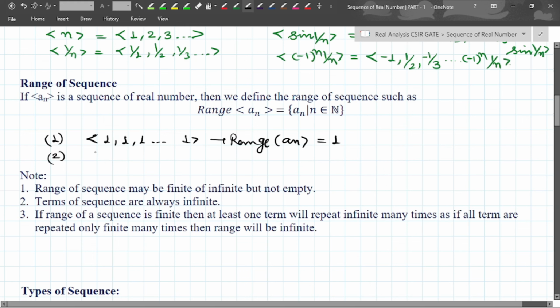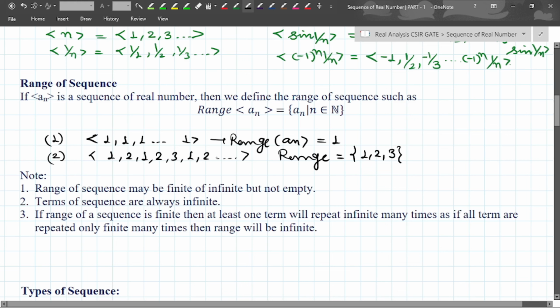Similarly, if I write like this, it will be 1, 2, then 1, 2. If I write 3 again, then 1, 2, 1, 2. So here you can see in the range, there are elements 1, 2, and 3. These are in the range. It means what is the output for this? These are the range.